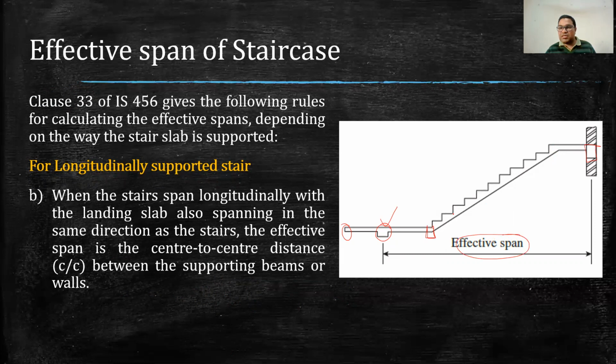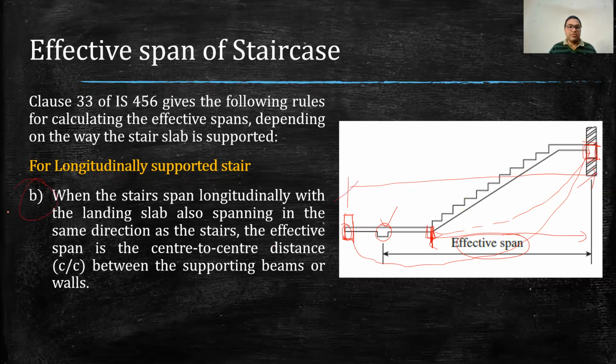Similarly, if a beam is there and the second beam is again at the edge, then in that case, bending will be like this. So in that case, effective span will be measured from this one. Similarly, if a beam is provided here and one beam is provided here, then the whole will bend like this. I mean, bending of flight and bending of landing will be between the supports. So in that case, the effective span will be this one.